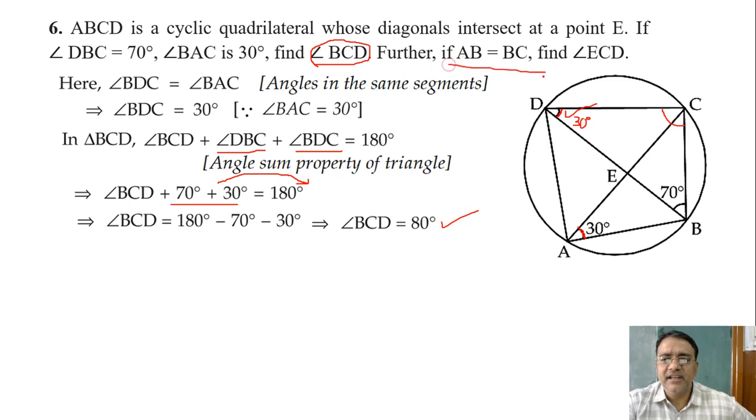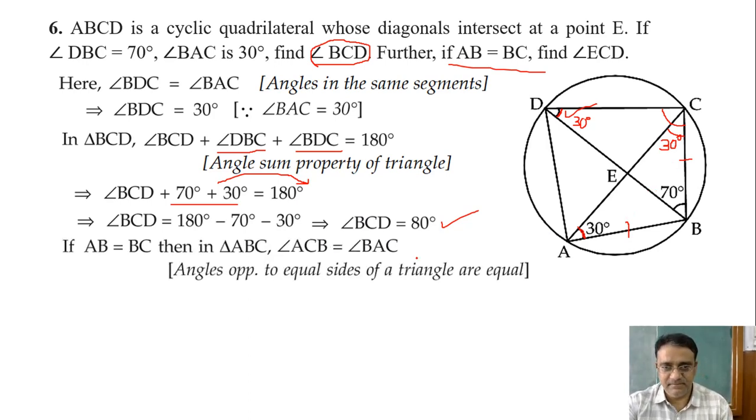Now the second one. If AB is equal to BC, that means these two angles are equal. This angle and this angle are equal, 30 degrees. Why? Angles opposite to equal sides. Right, angles opposite to equal sides of a triangle are equal. Okay, so this angle we got is 30 degrees.